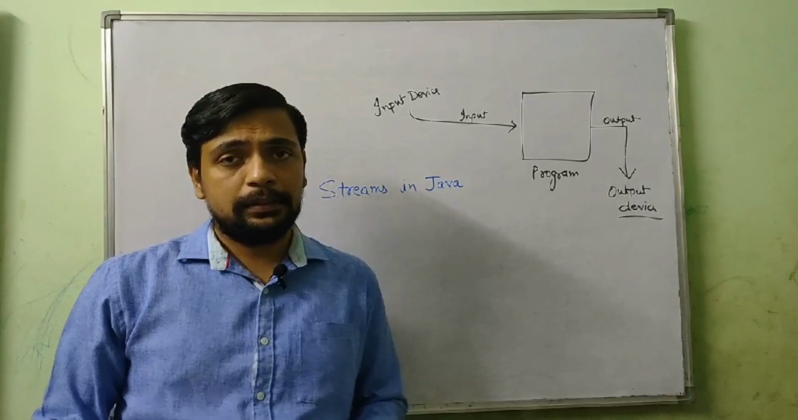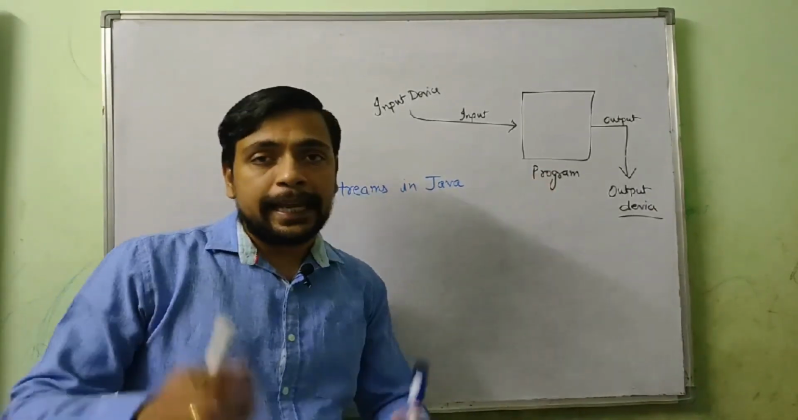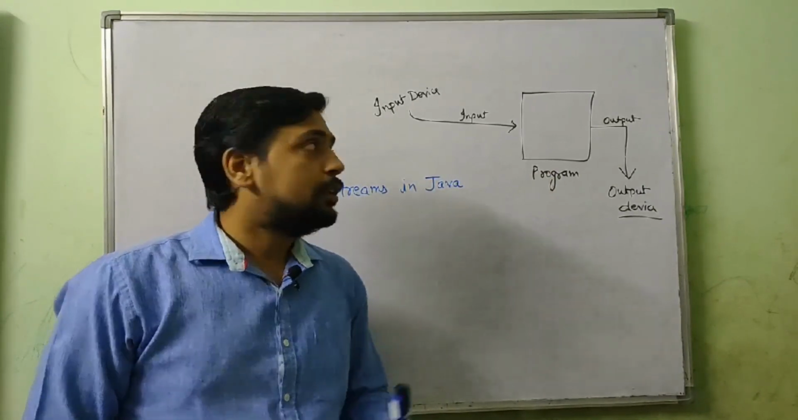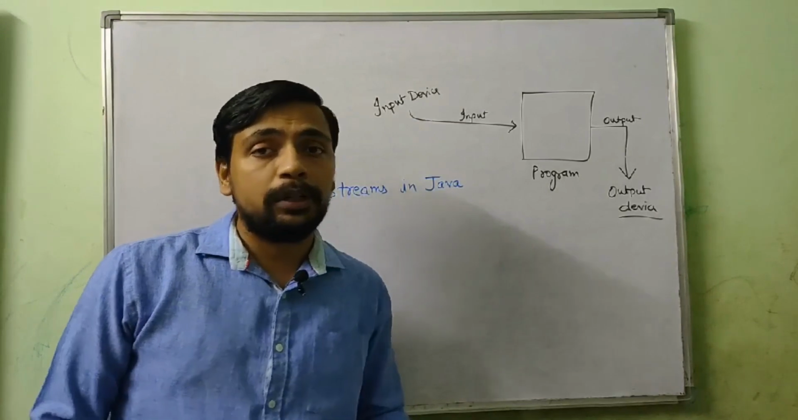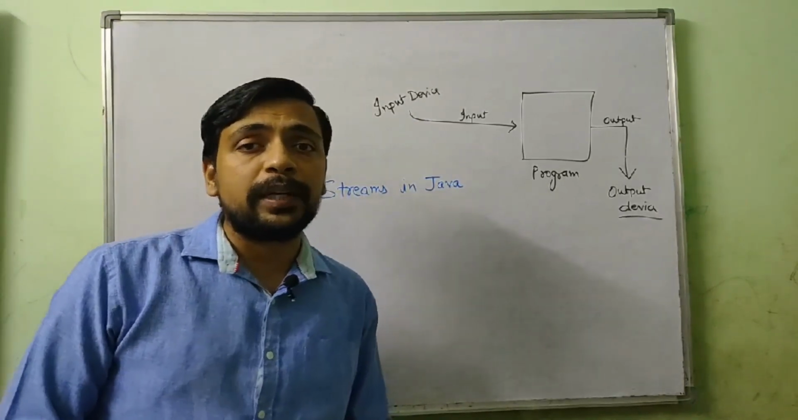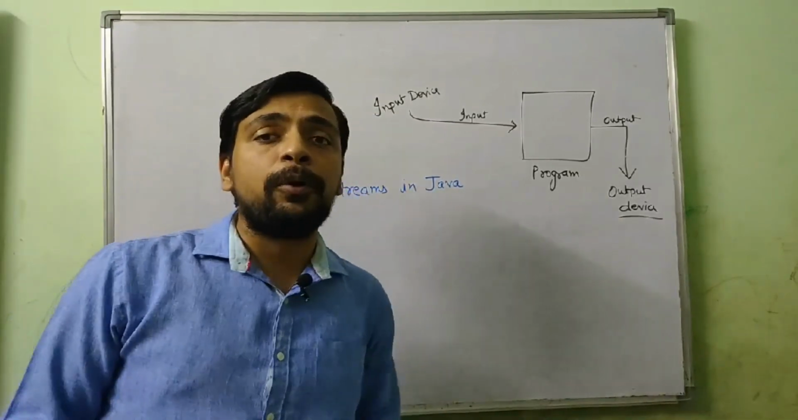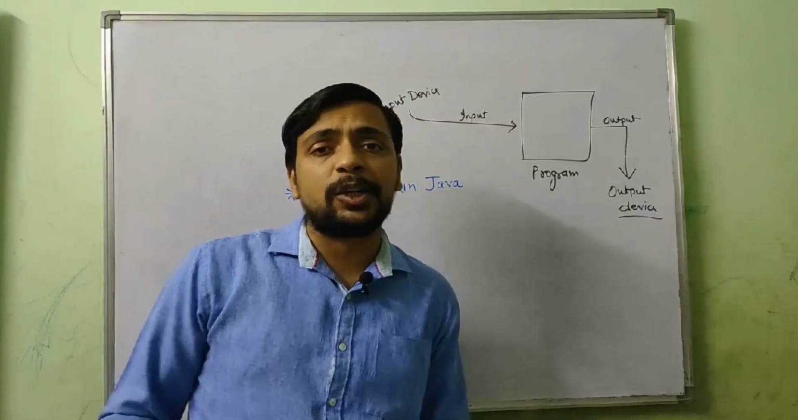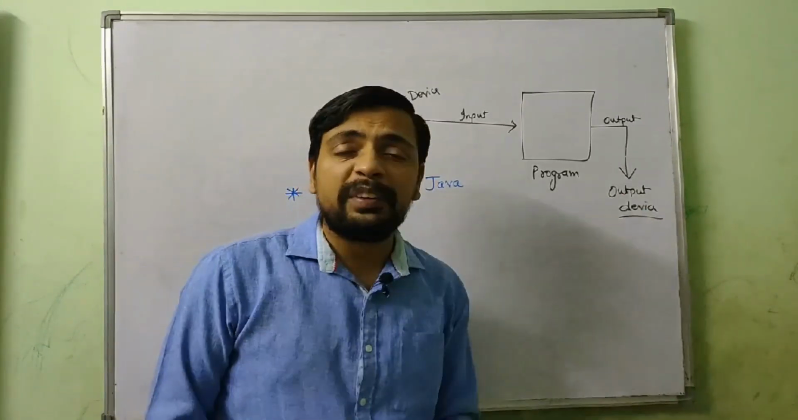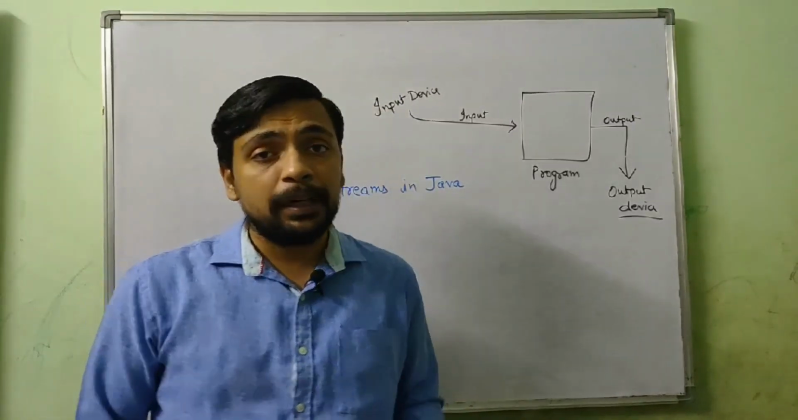Now for example, if our program is taking text as input, then the possible input device will be a keyboard, because it's a device through which we can input text. Similarly, if our program is showing output as hard copy, then definitely the possible output device will be a printer. And we will need a stream.